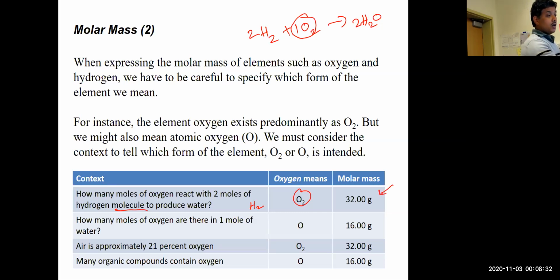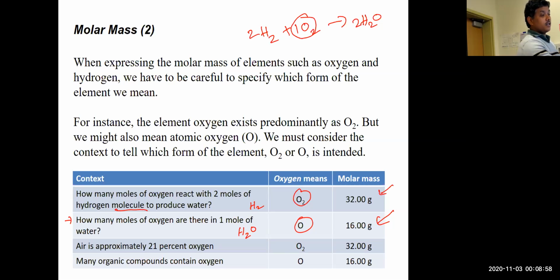Let's see the next question. How many moles of oxygen are there in 1 mole of water? What does 1 mole of water look like? H2O. In 1 mole of water, you have 1 mole of oxygen atoms, not O2. So just a single oxygen atom. So its molar mass in water is only 16 grams.